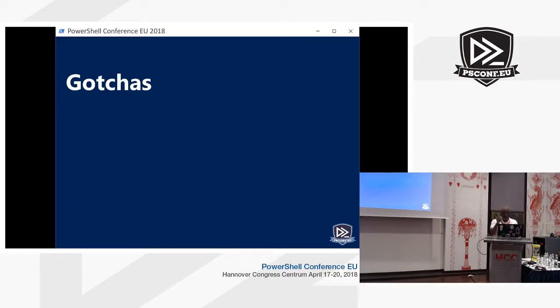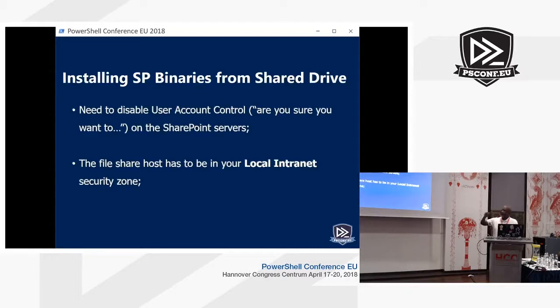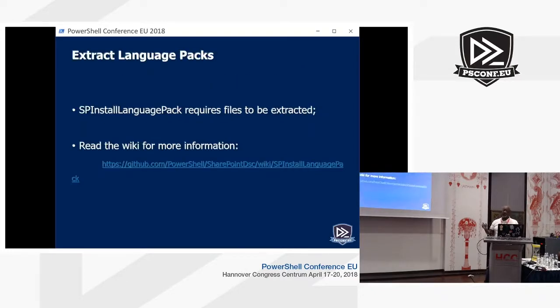Okay, let's go through this really quick. Some of the gotchas, right? If you're installing SP binaries from a shared drive, you have to disable UAC. That will stop everything if you don't, right? Give everybody godlike mode. The file share has to be in your local intranet or it won't render. Language packs all have to be extracted. It won't work if you have the big, huge file. They have to be extracted.